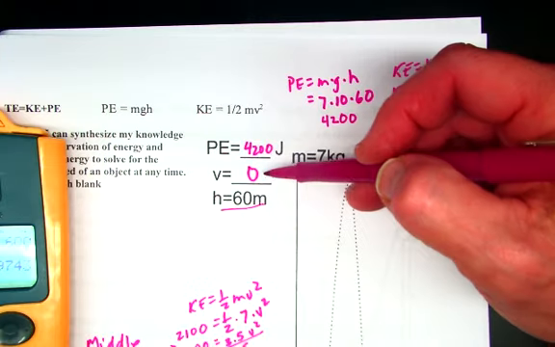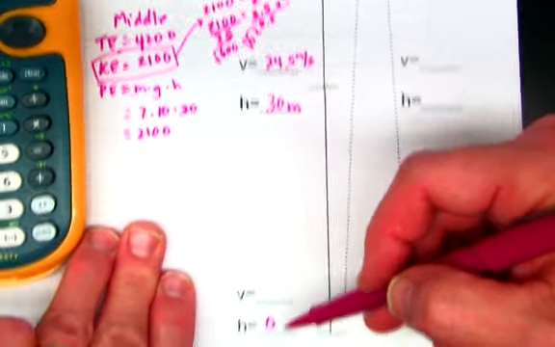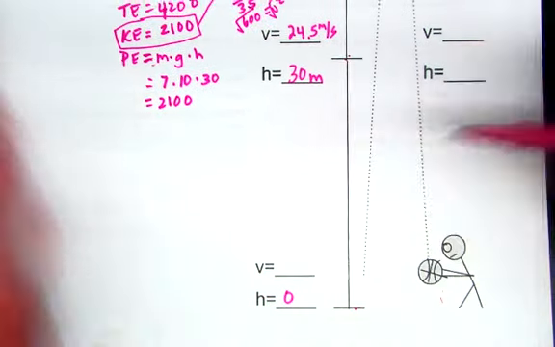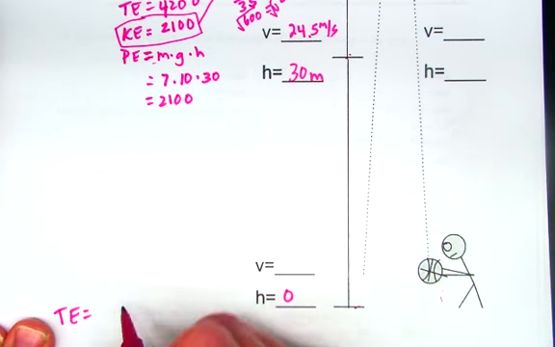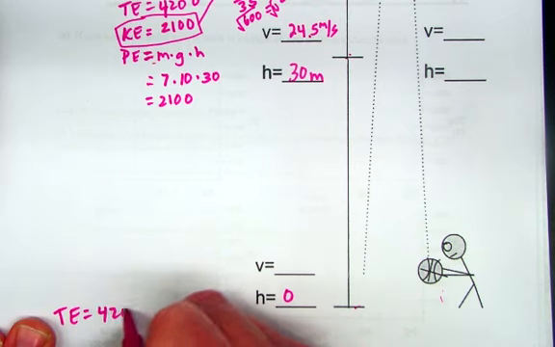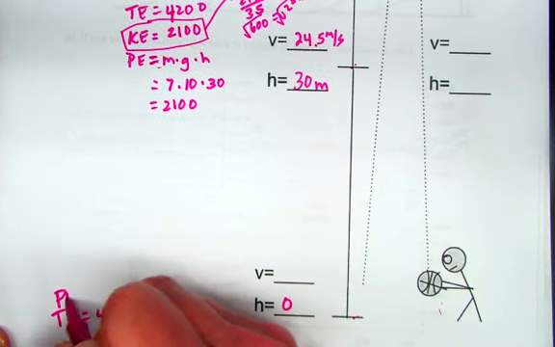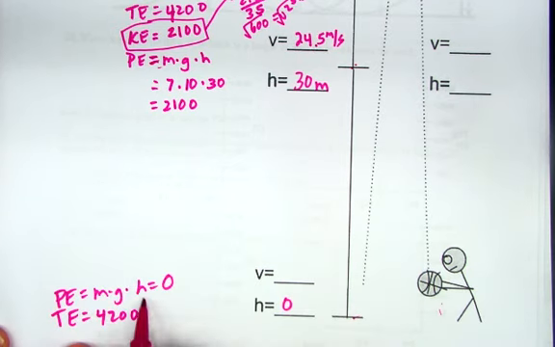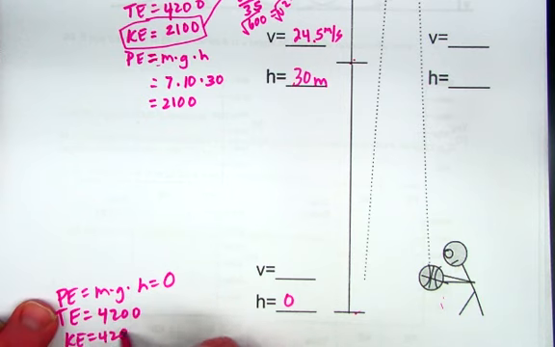So it started at 0. It's speeding up. So what would we expect for our final velocity? Hopefully a bigger answer than that. If I look at my bottom section, I've got my total energy. So I've got 4,200 joules of total energy. We know that at the bottom, the potential energy, m times g times h, must be 0 because there's no height. So all of the kinetic energy is 4,200 joules.